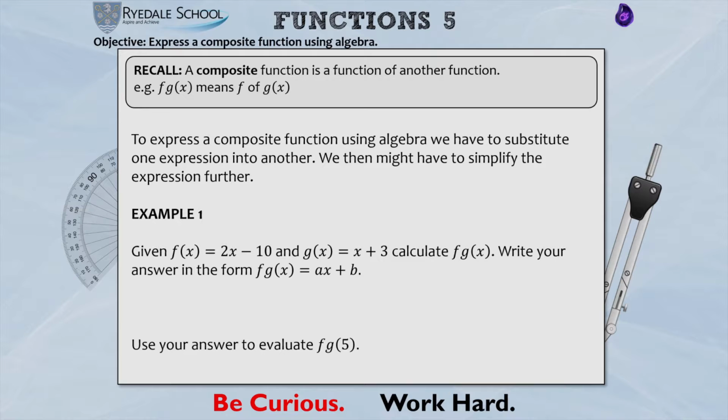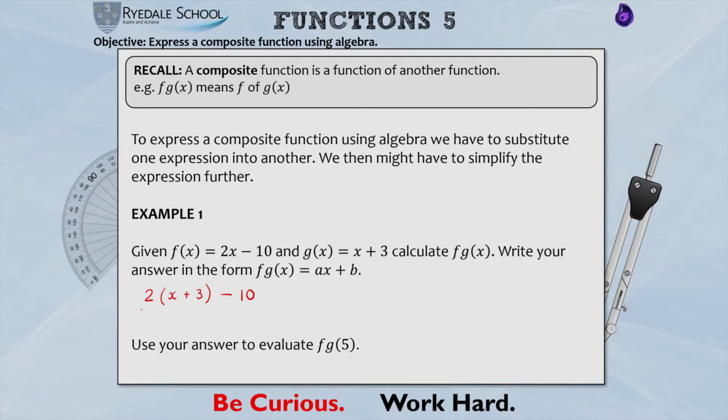Well, instead of substituting g of x into f of x as a number, we have to substitute the algebra. So we know that g of x is x plus 3. And this is what we would substitute into where x is in our expression for f of x. So what we need to do is 2 lots of g of x. So I'm going to write this using a bracket. g of x is x plus 3. So we're doing 2 lots of that, but then we've got to take away 10.